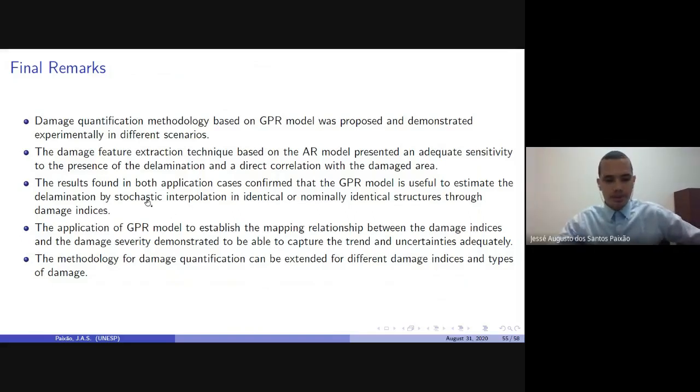And finally, the methodology for damage quantification is versatile and can be extended for different damage indices and types of damage according to your requirement. Then it can be applied, as demonstrated, with vibration-based signals and also with Lamb wave-based damage indices.